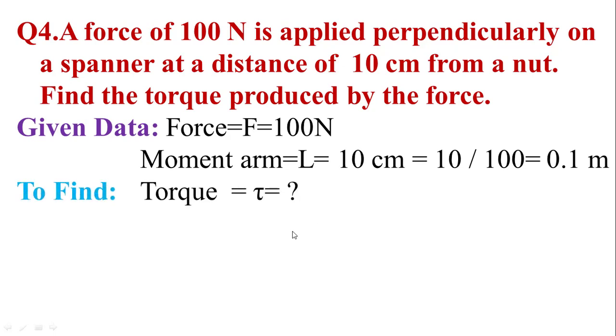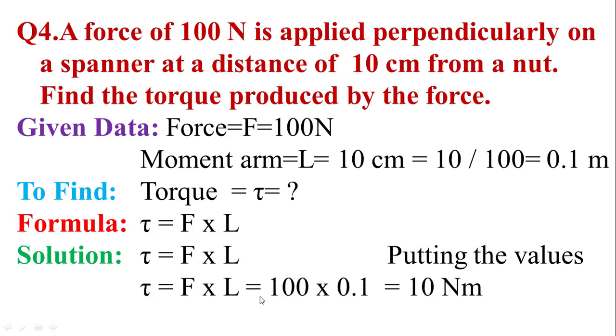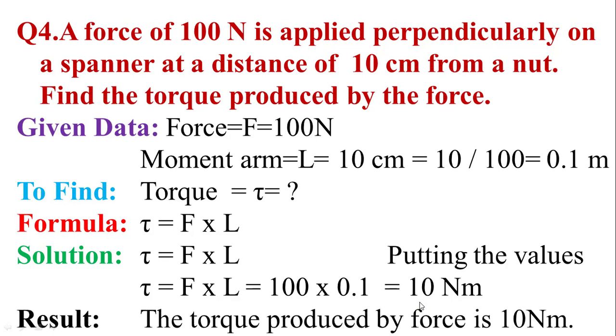Now we can find the torque. So write, to find: torque tau is equal to question mark. Then using the formula, tau is equal to F cross L. Finding the solution, putting the values, tau is equal to F cross L is equal to 100 multiplied by 0.1. When multiplying 100 with 0.1, the final answer of torque is equal to 10 Newton meter. The result: the torque produced by the force is 10 Newton meter.